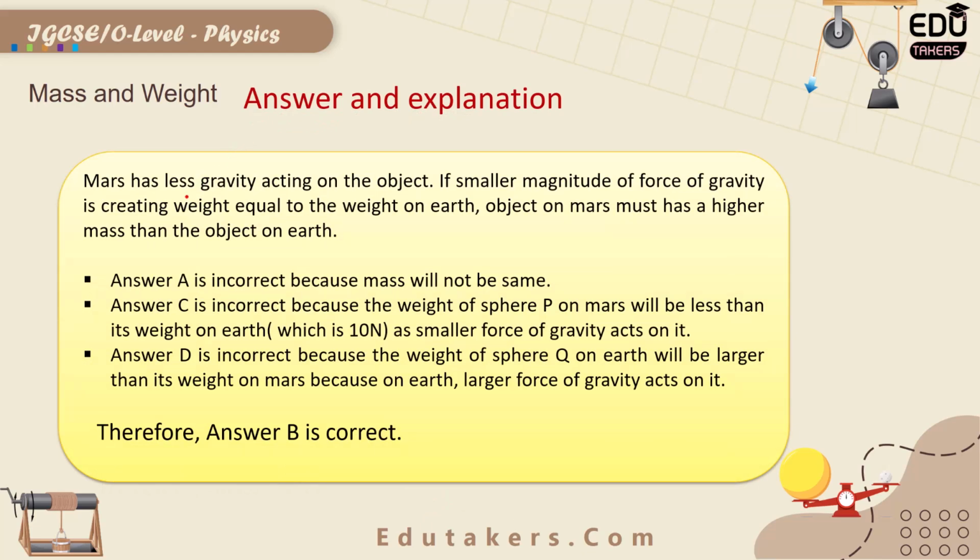It's given here that Mars has less gravity acting on the object. If smaller magnitude of force of gravity means that the gravitational field strength is creating the weight equal to the weight on the Earth, the object on Mars must have higher mass than the object on the Earth. It means that the mass which is placed on Mars, which is sphere Q, has larger mass than the sphere P. Answer A is incorrect because here it's given that the mass for both of these spheres is the same, which is not correct.